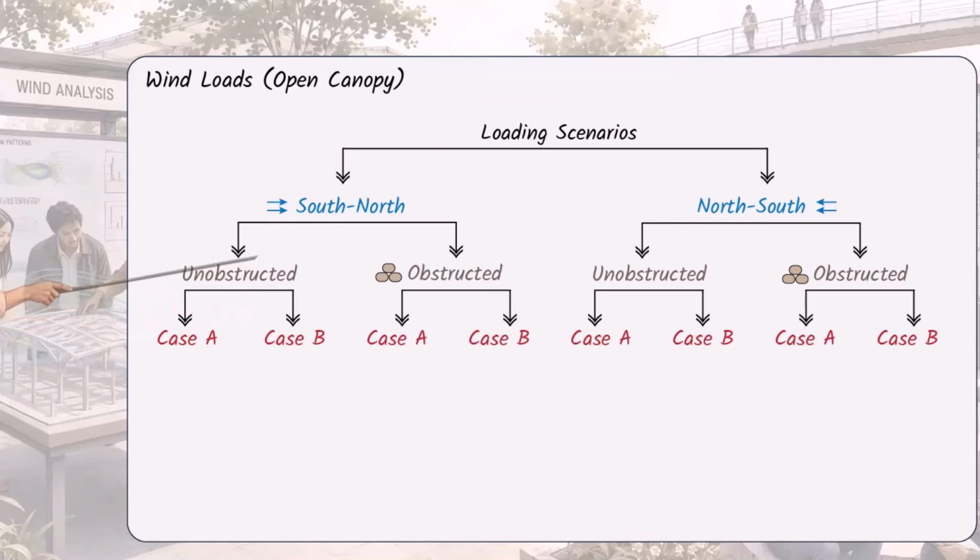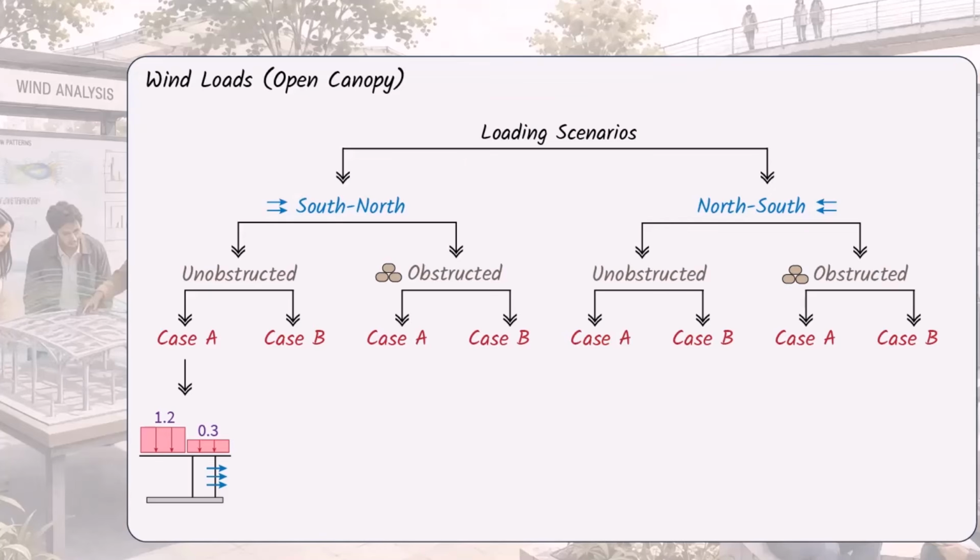Let's begin with wind blowing from south to north. When there are no obstructions beneath the roof, Case A gives us two pressure coefficients, one for the windward half of the roof and another for the leeward half. The roof is 25 meters long in the direction of the wind, so each half is 12.5 meters long. For the first 12.5 meters on the windward side, the pressure coefficient is 1.2. For the remaining 12.5 meters on the leeward side, the pressure coefficient is 0.3.